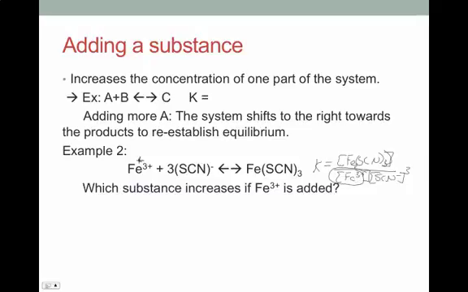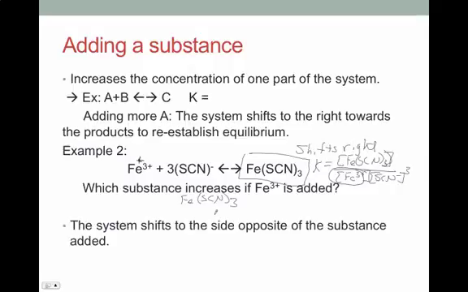In order for it to equal K, I need to increase my numerator and decrease my denominator. So by increasing my numerator, I will increase my FeSCN3+. So it has to shift right again. And that will increase my FeSCN3, so the FeSCN3 increases.